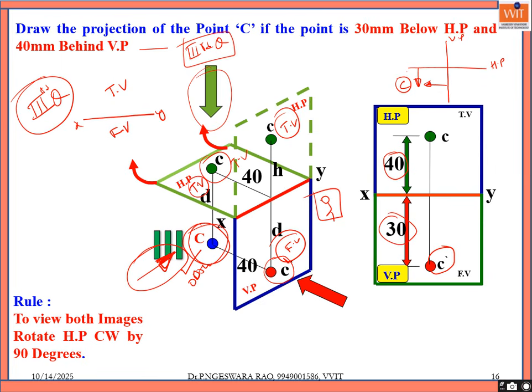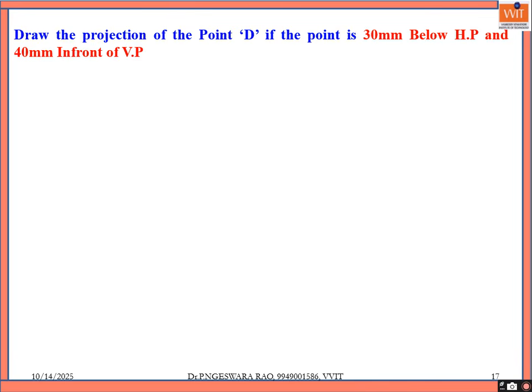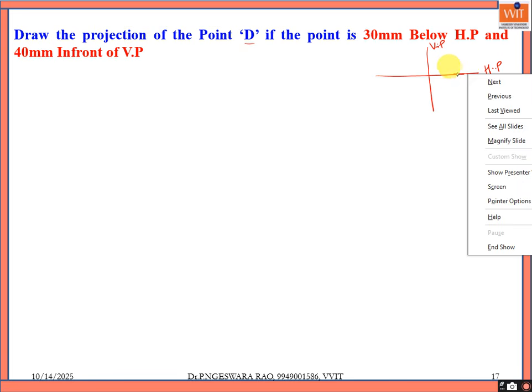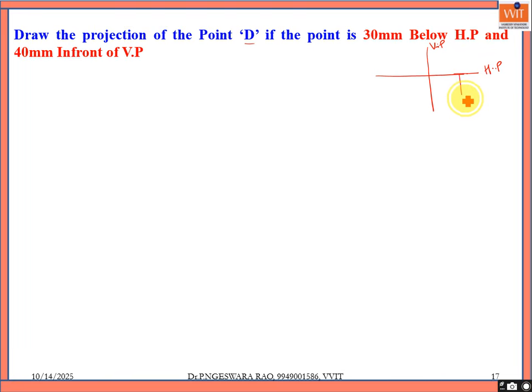So now the last quadrant. Again, we can see the point is D. When you see it, draw these cross lines. If you have any doubt, assume the horizontal plane as a horizontal line and the vertical plane as a vertical line. Now you can see the point. It is 30 mm below HP and 40 mm in front of VP. We can say 30 mm below HP, so it is below HP.